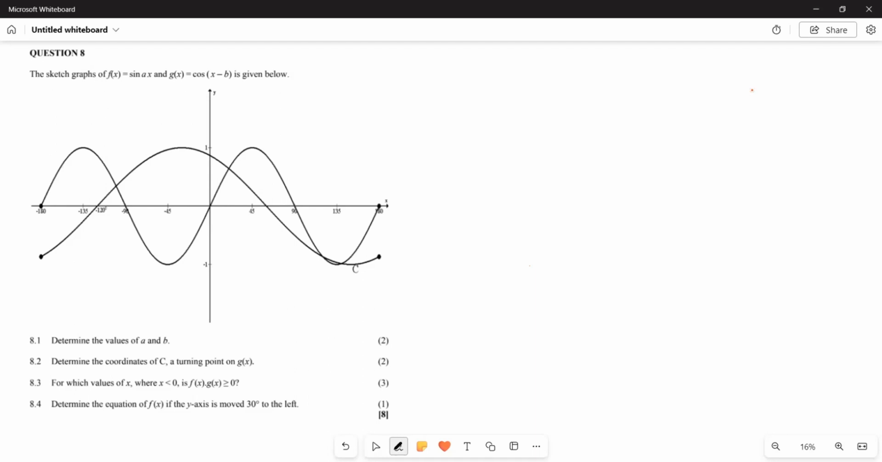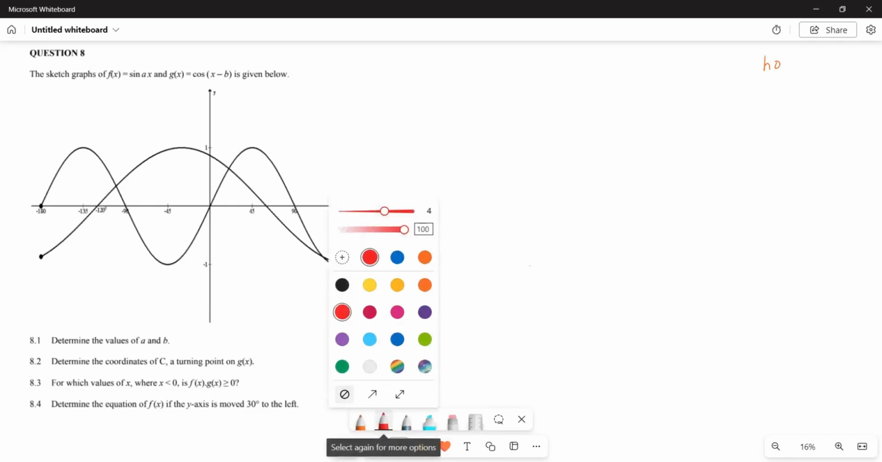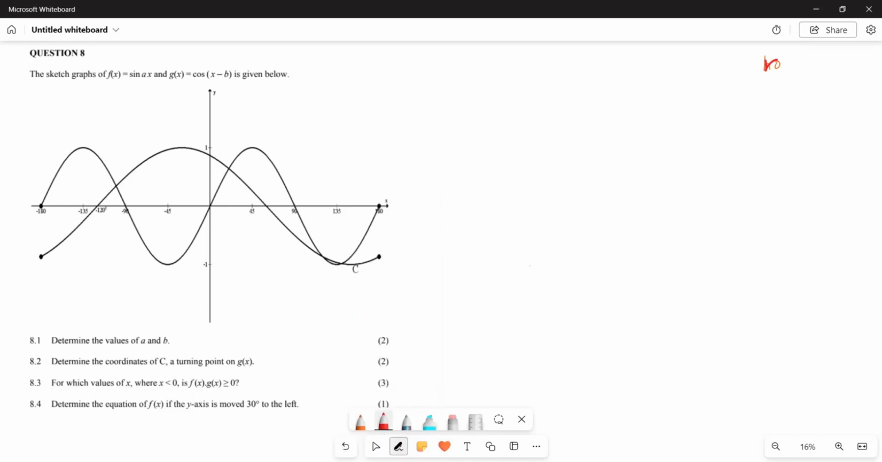So what we are examining now, basically, we are looking at a paper from November. I think this is the November Eastern Cape paper, and I think this was the 2022 exam, right? So, basically, we are going to look at this particular trig function. Now, what is it that we are going to do now?